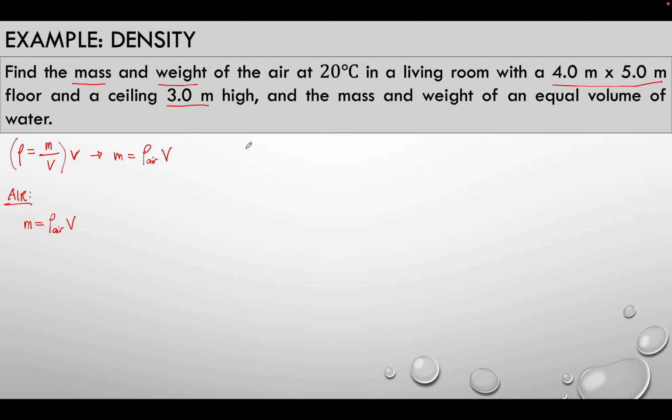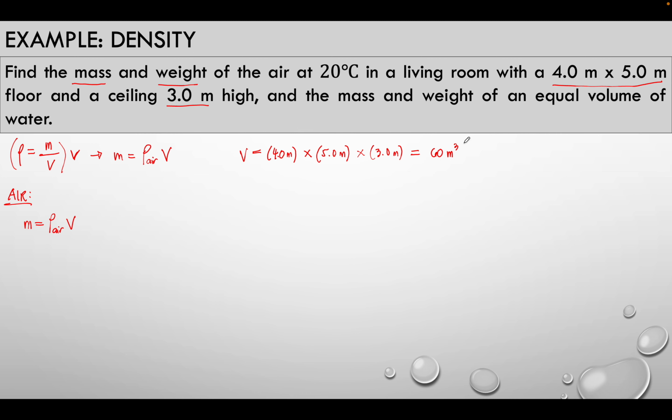Okay, so to solve for the volume, we have the living room with a 4 by 5 meter floor and a ceiling of 3 meters high. So the volume of this living room will be length times width times height, which will be 4 meters times 5 meters times 3 meters. So we have 4 times 5 times 3 is equal to 60 cubic meters. So this will be our volume for the living room.